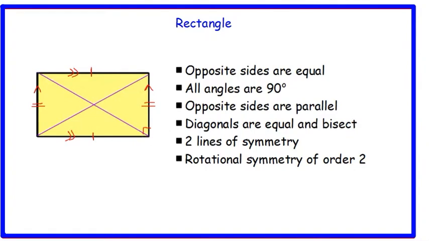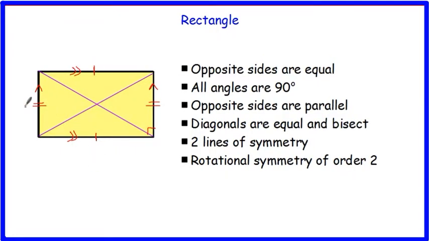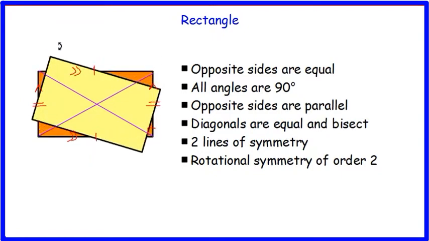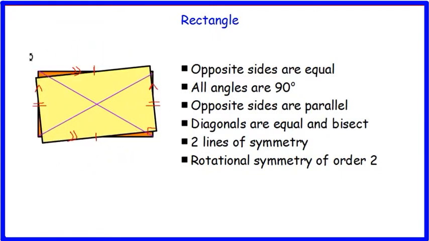I have 2 lines of symmetry. And those 2 lines, of course, are there and there. And it has rotational symmetry of order 2. So once, twice, back to the start.